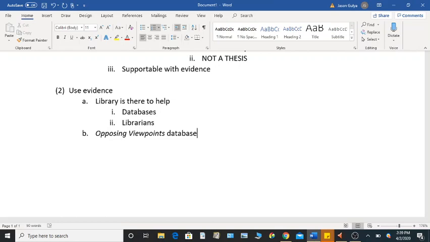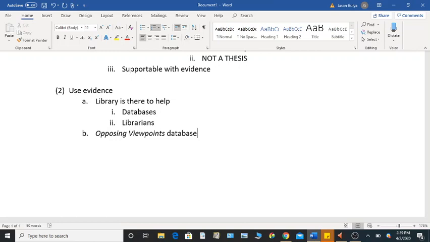The library is nice and the databases are nice because they automatically get rid of all the junk. If you just go on Google, so if you're writing on the death penalty, and you just put it in there, you're going to get millions of sources. A lot of different things will come up. However, amongst all of those sources, maybe 10% of them, maybe less, are good, right? That actually have evidence that you can use.